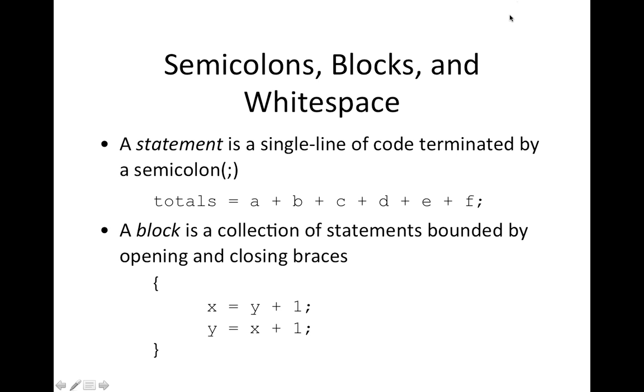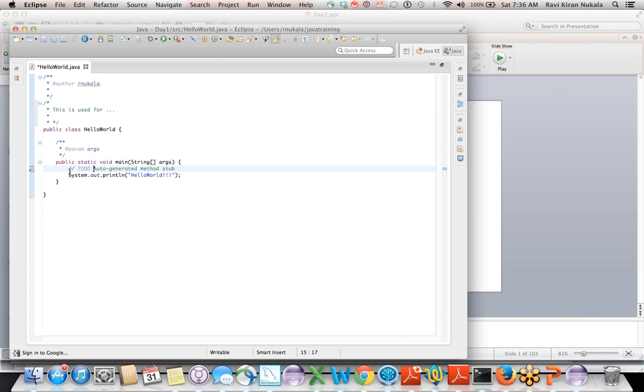Semicolons, blocks, and white spaces. What is it? A statement is a single line of code terminated by a semicolon. If you see our program in here, every line has a semicolon. Within the method, every line should end with a semicolon. That's actually the language specification.